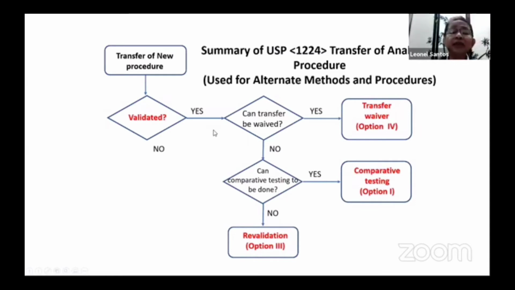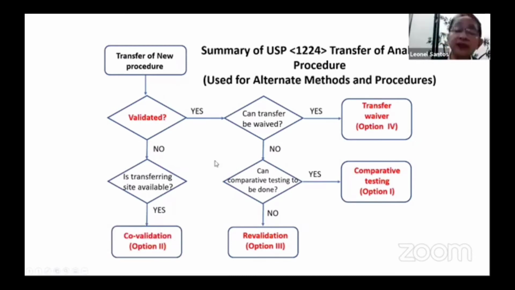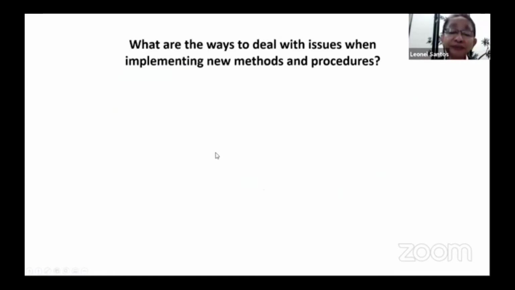If the method to be transferred is not validated and the transferring lab is available to do some of the validation, then there's the 4th option called the co-validation. So this is a collaboration between the transferring and the receiving lab. So these are the 4 options in terms of a formal movement of a method or procedure from one site to another.